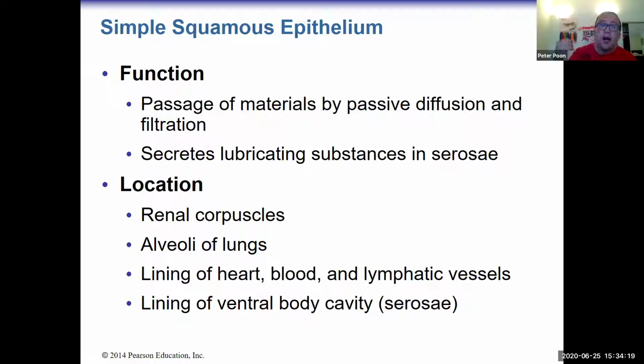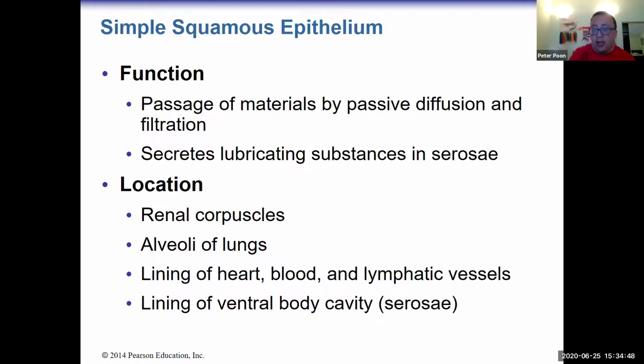And the two layers of the serosa, it secretes a little bit of lubricating solution, but you don't need to make a lot of it. You just need to make very little of it so you can kind of rub. So simple squamous epithelium, passive diffusion. Where you will find it: your renal corpuscles, your linings of the heart, your alveoli.